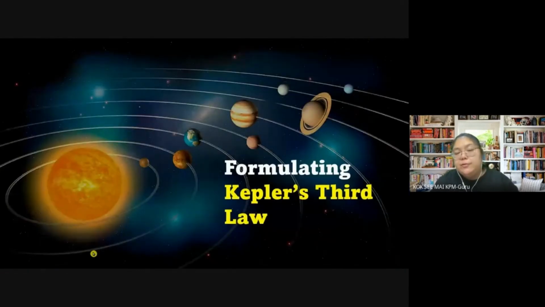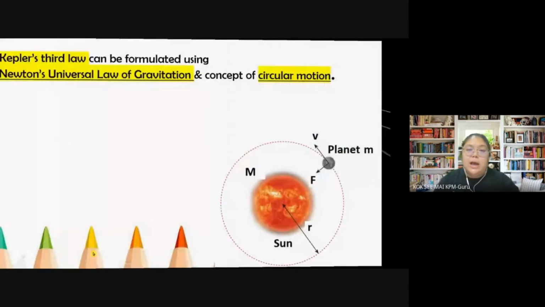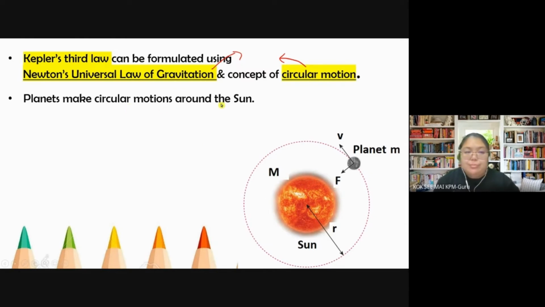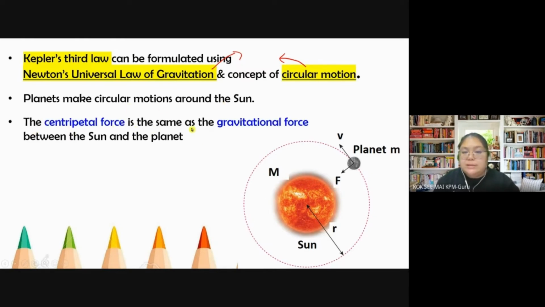Okay, now we're going to see the formula for Kepler's third law, how to derive it. Kepler's third law can be formulated using Newton's universal law of gravitation, which we learned before, and the concept of circular motion. Circular motion is related to the centripetal force. The planet makes a circular motion around the sun. The centripetal force is the same as the gravitational force between the sun and the planet. This means this pull and that pull must be the same.